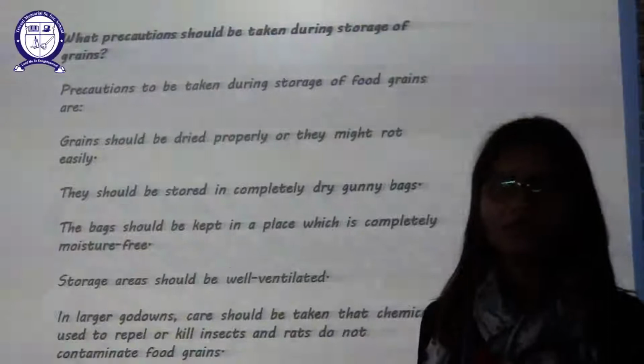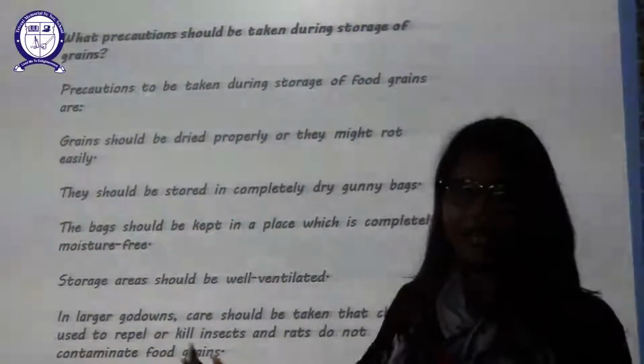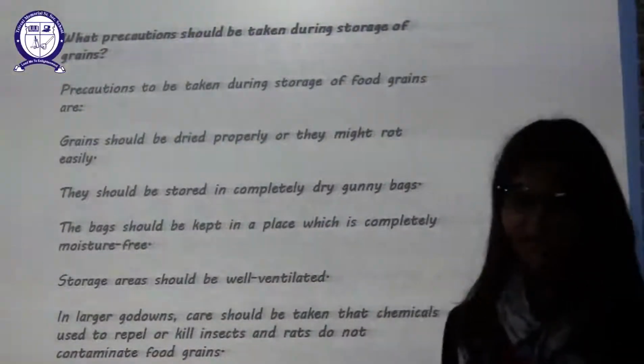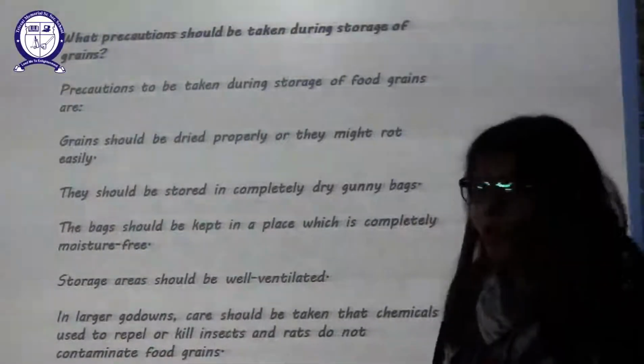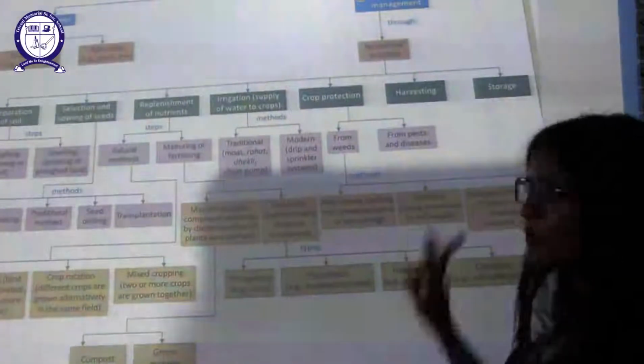We need to use only that amount that will not contaminate the crop itself. It is used to repel the pests and rats, etc., but that chemical should not contaminate your crop. Okay. Now this is the flow chart.